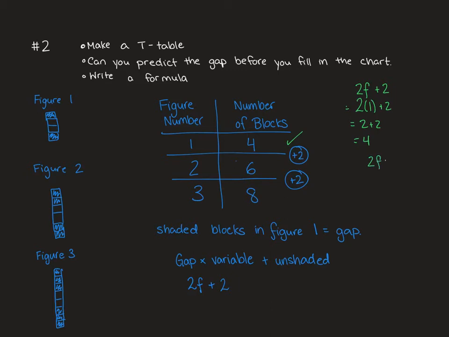We could start with our formula again. This time we're doing the figure number for 2. So 2 times 2 is 4, plus 2 is 6. That works for the second row.